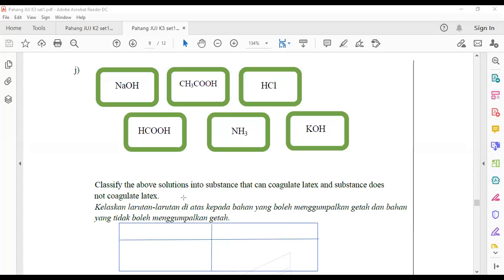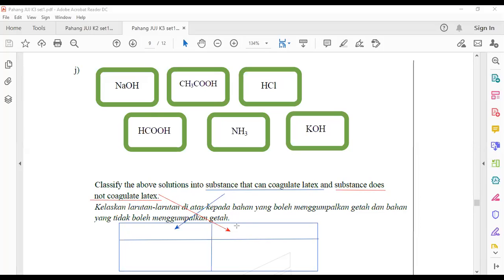Okay, now let's say you want to put your title top, left and right. So this sentence, the substance that can coagulate latex, you are going to put it here. Okay, substance that do not, I will put it in red. This one, substance that does not coagulate latex, the one in red, you are going to put it here. Okay, this title copy exactly here, this one copy exactly here.